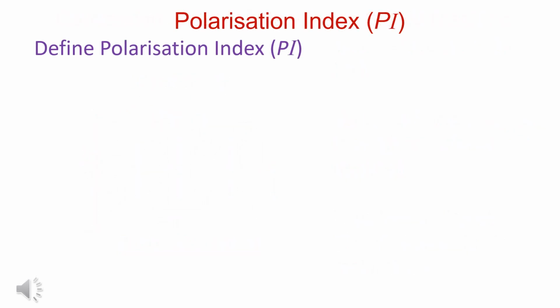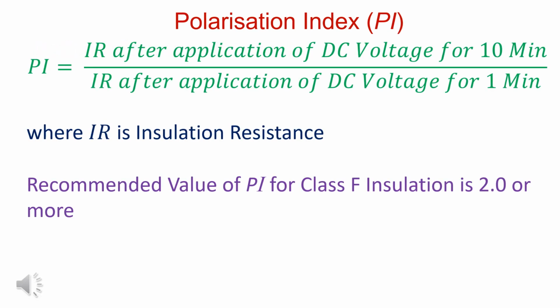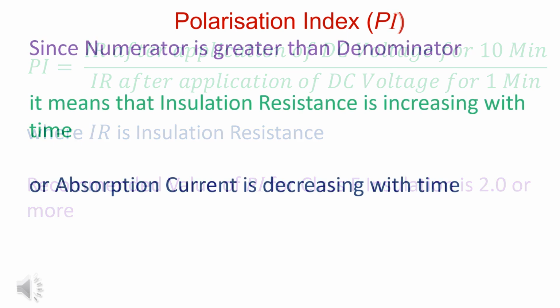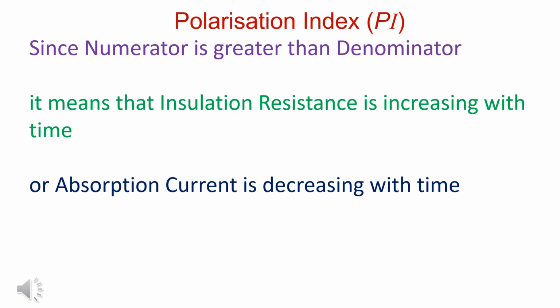What do you understand by polarization index? It is a ratio of IR after application of DC voltage for 10 minutes to IR after application of DC voltage for 1 minute. Recommended value of polarization index is 2.0 for class F insulation. IR increases with time. That is, absorption current decreases with time.